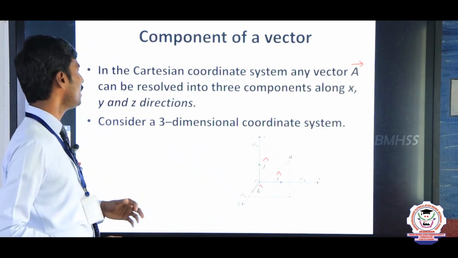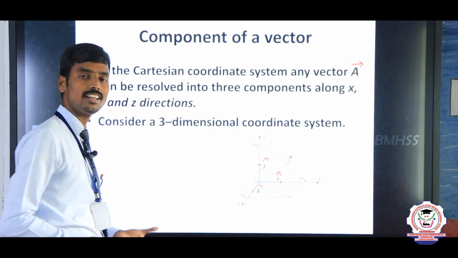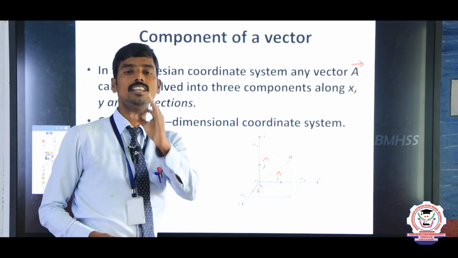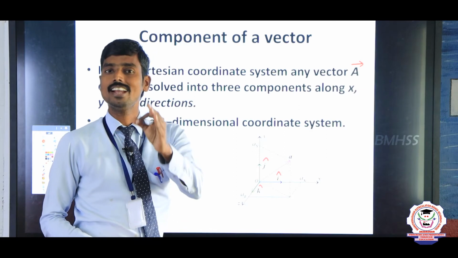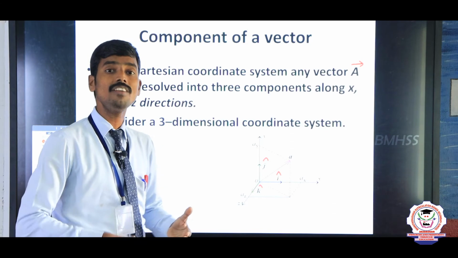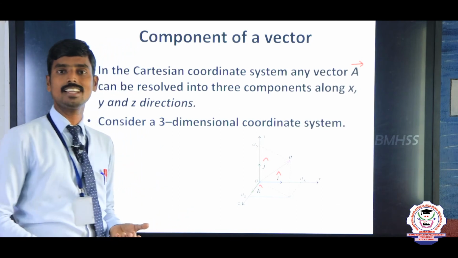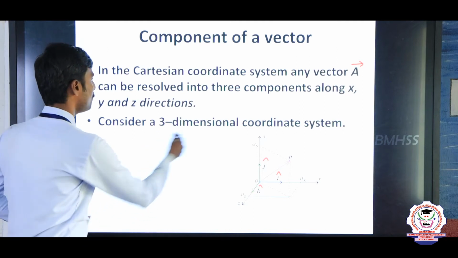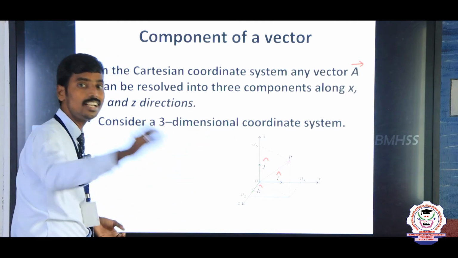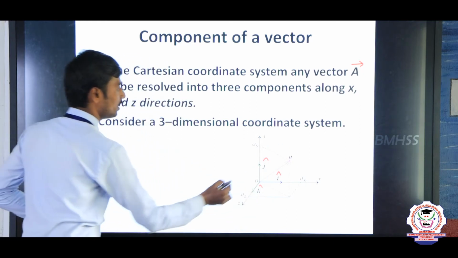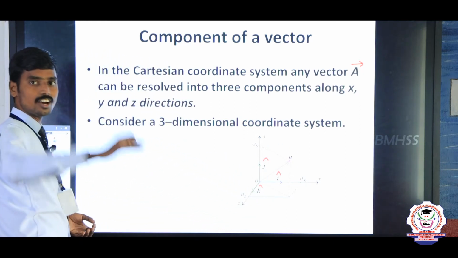See here, any vector in the Cartesian coordinate system represents three components: a equals ax i cap plus ay j cap plus az k cap. Similarly, b vector we can write as bx i cap plus by j cap plus bz k cap. Let us consider a three dimensional coordinate system. This is a good example of a three dimensional coordinate system.